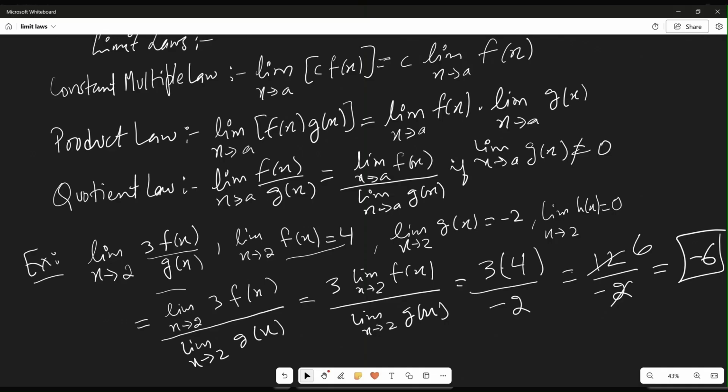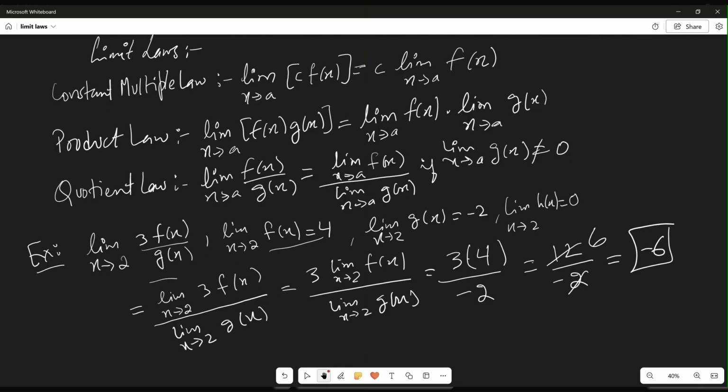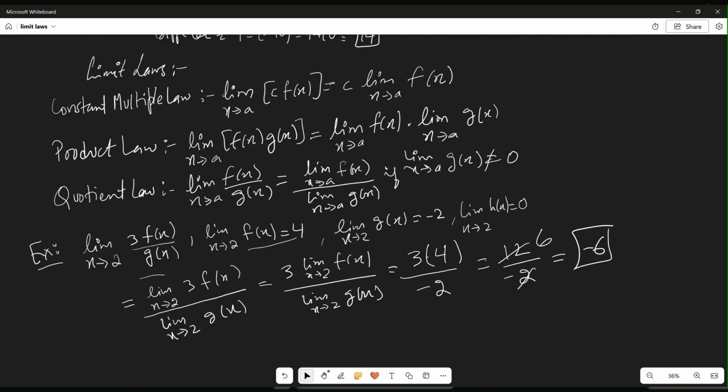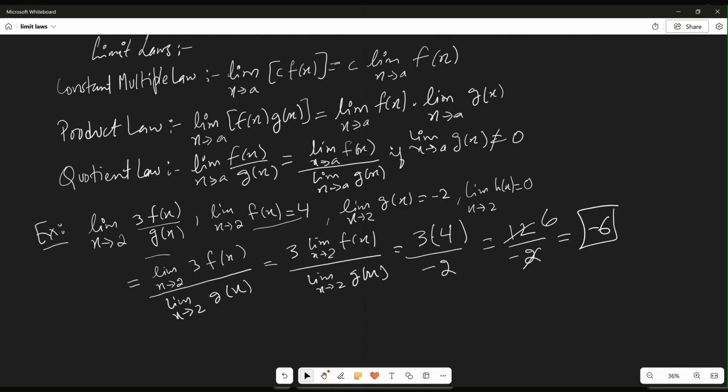And so as you see, the limit as x approaches 2 of h(x) equal to 0 is unnecessary to solve this example. So let's just get another example just to show you quickly.